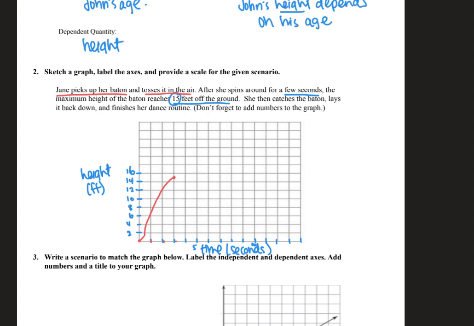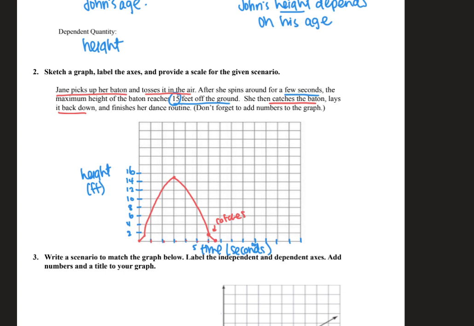So maybe it takes the same amount of time, 1, 2, 3, to come back down, where she catches it. So maybe she catches it right here. So this is where she catches it. And then she catches the baton, and then she lays it back down. When she lays it back down, it's going to hit the ground.